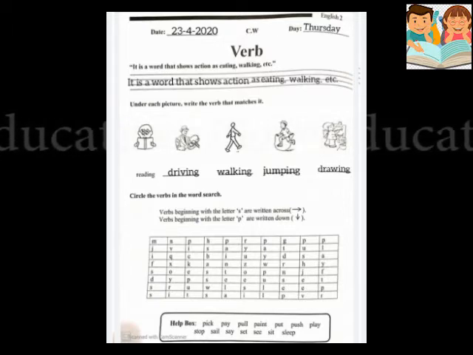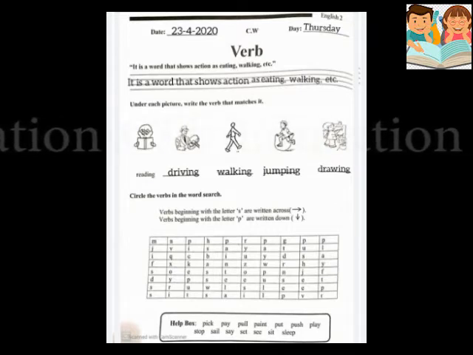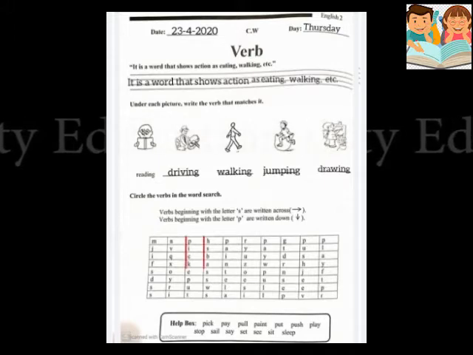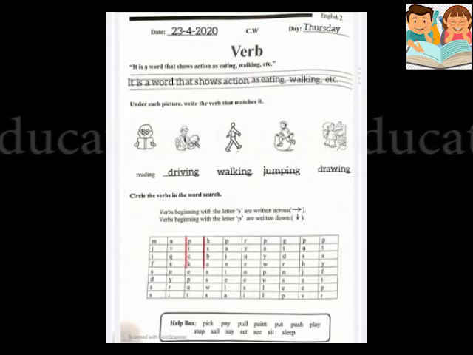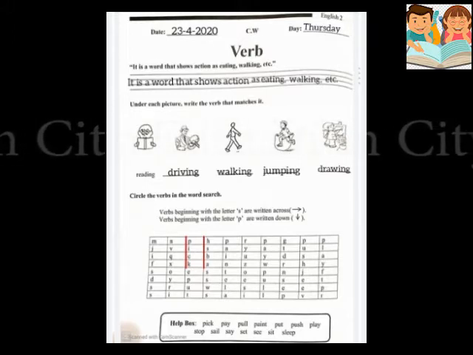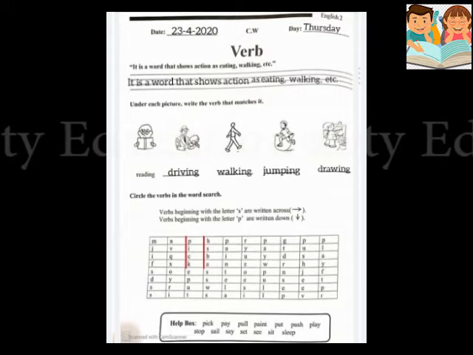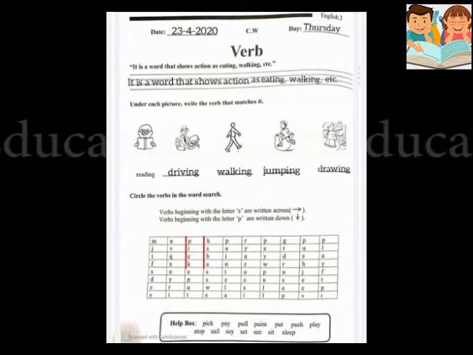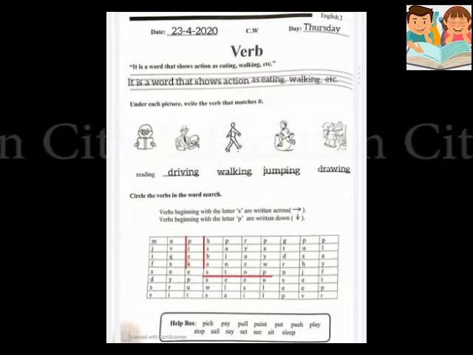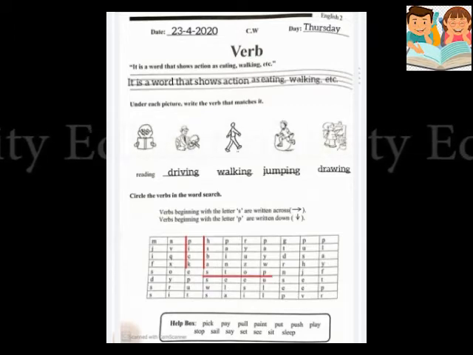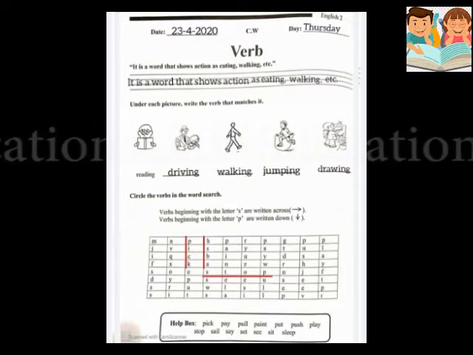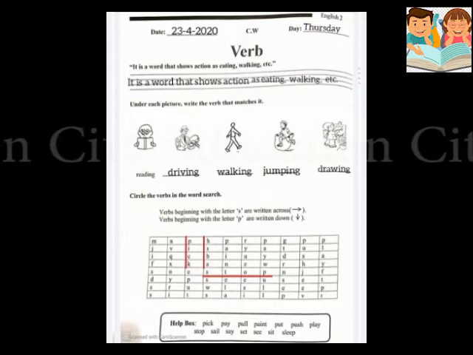Okay, so the first word is pick. Find it here on the third line downward, P-I-C-K, pick. So find the word starting with the letter S, stop. So where is the stop? Here, S-T-O-P, stop, in a straight line. Now you have to search all these verbs starting with letter P and S.